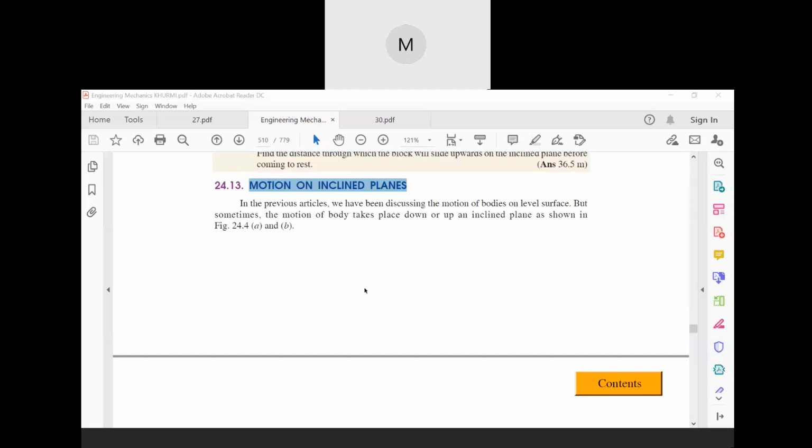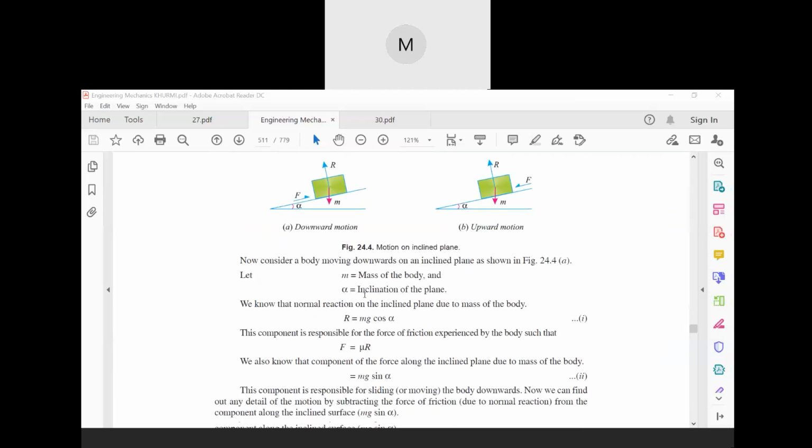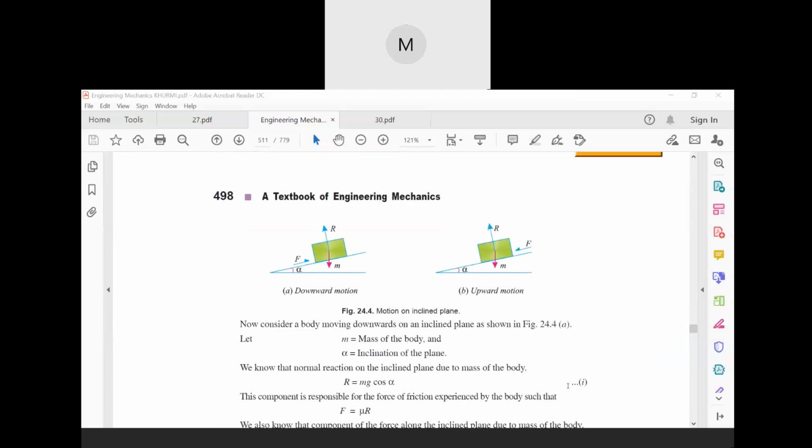So you can see from this figure. Okay, so now if you see this figure, what happens?